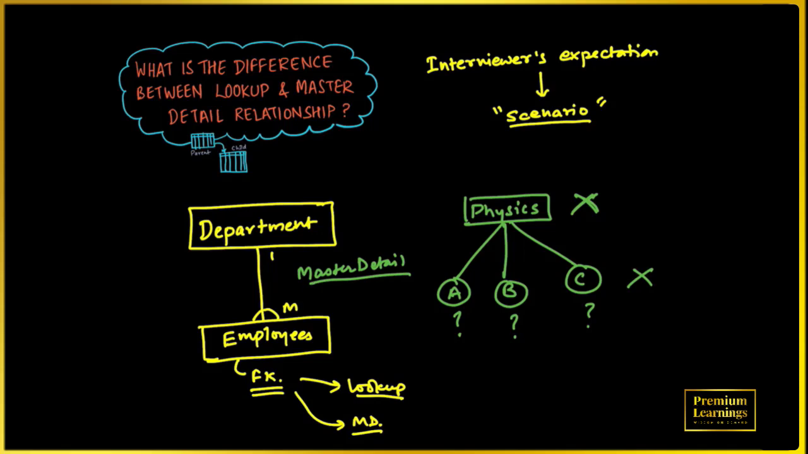On the other hand, if the client says no, even if we close the department, we still want our employees to stay, we can later move them to other departments, then you need to go for a lookup relationship. So such a business scenario needs to be explained. On top of that, you also need to talk about the concept of roll-up summary. A roll-up is a field which is always created on the parent side, where the master of a master detail relationship is. What do you mean by a roll-up summary?